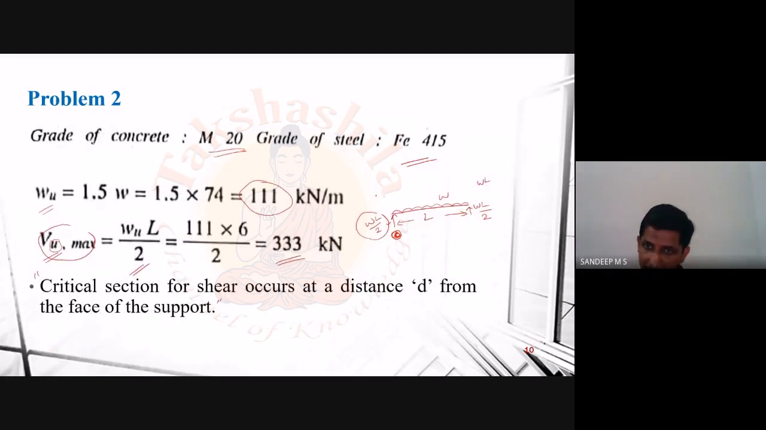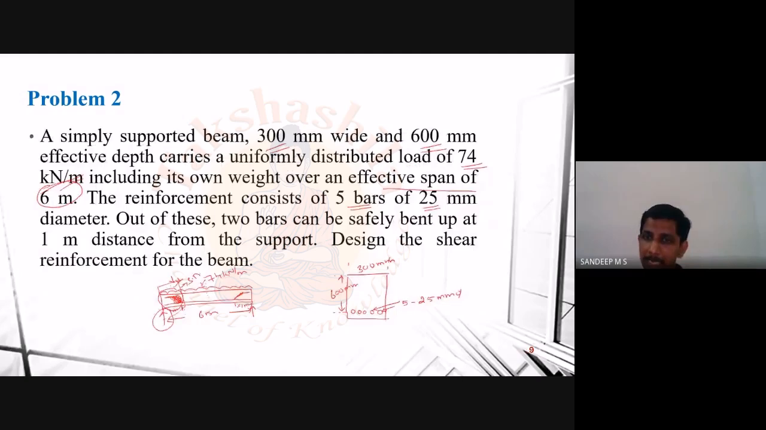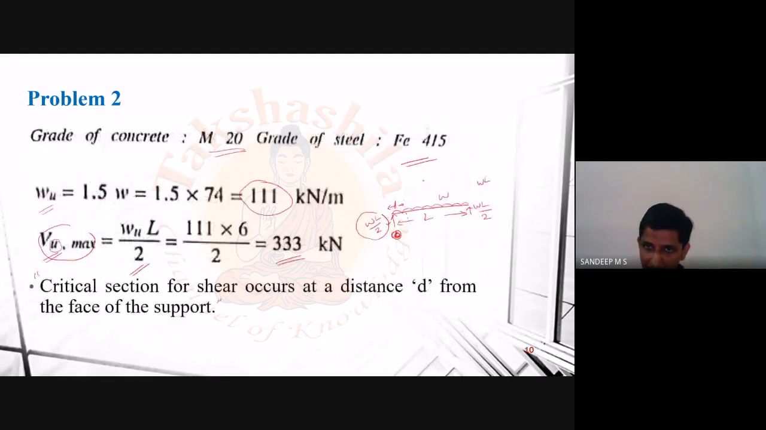Basically what they have done is they have taken a section at a distance of D units from the support, that is our critical section. The depth of our section is 600 millimeters. So they have taken a section at D equal to 600 millimeters, and they have found out the value of VU here. How to find the value of VU here?